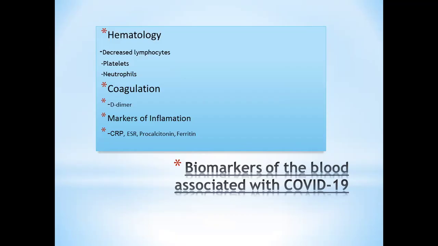Let's talk about biomarkers of the blood associated with COVID-19. Hematology: decreased lymphocytes, platelets, neutrophils. Coagulation: D-dimer increased. And increased markers of inflammation: C-reactive protein, erythrocyte sedimentation rate, procalcitonin, and ferritin.